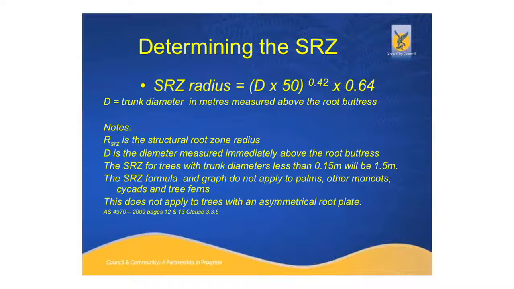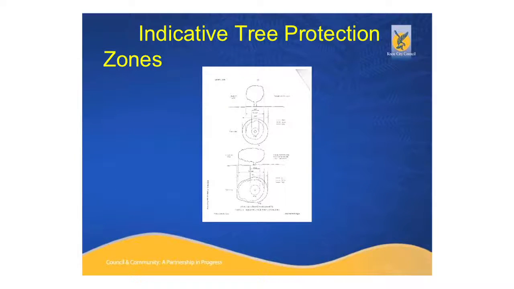The SRZ formula and graph do not apply to palms, other monocots, cycads and tree ferns, though I've seen people apply them to them. This does not apply to trees with an asymmetric root plate. And yet I think most reports we get, Steve, they all show the symmetric root plate. Amazing. And you go out and you find that that's not the case.